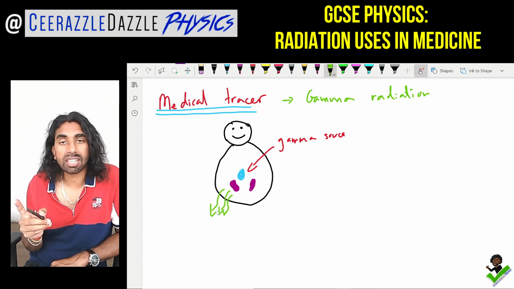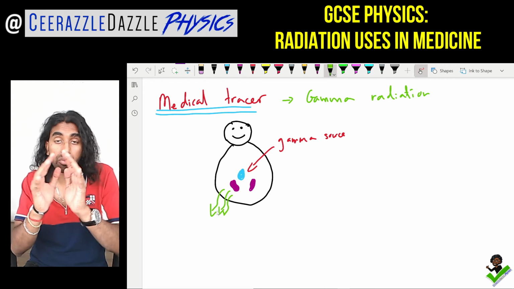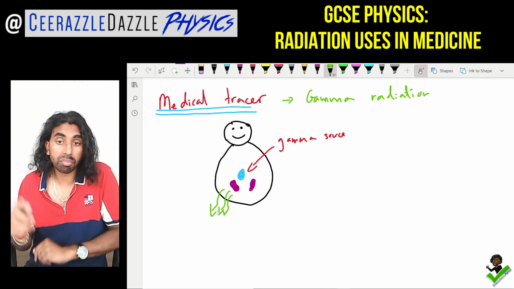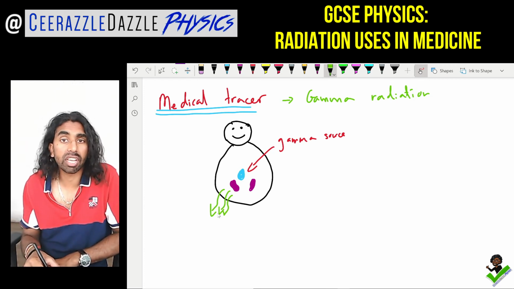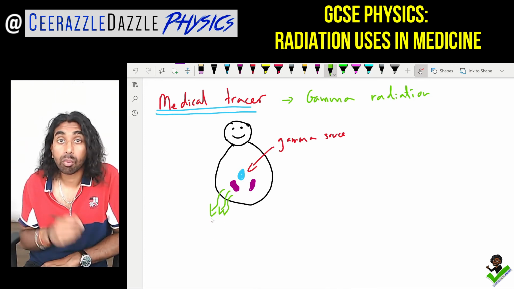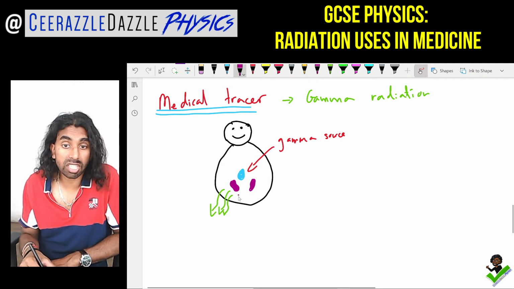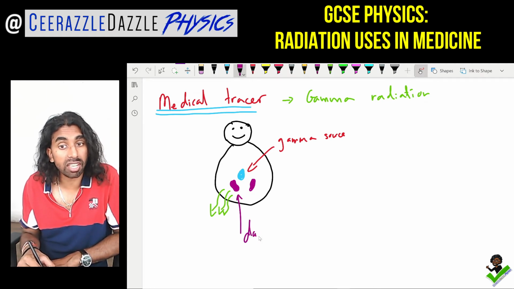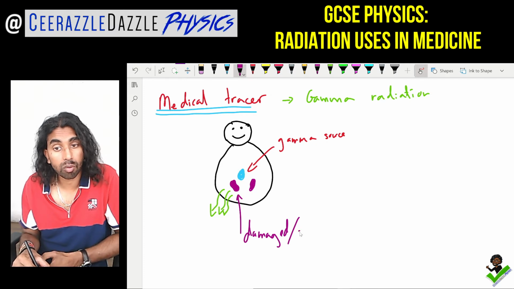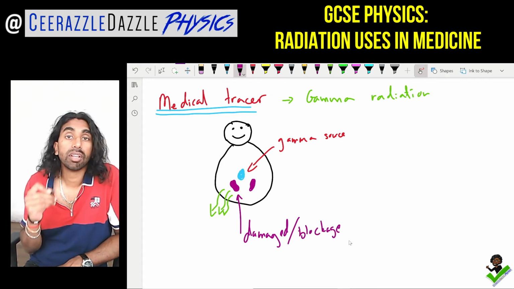Well, the key thing is this. Obviously, all of the gamma radiation should have left your body. But because this kidney is still giving off the radiation, what does that mean? That means there must be a type of blockage somewhere. So the key thing is that there will be some type of blockage somewhere over here. So this bit will be the damaged kidney, with a blockage of some sort. Wonderful.